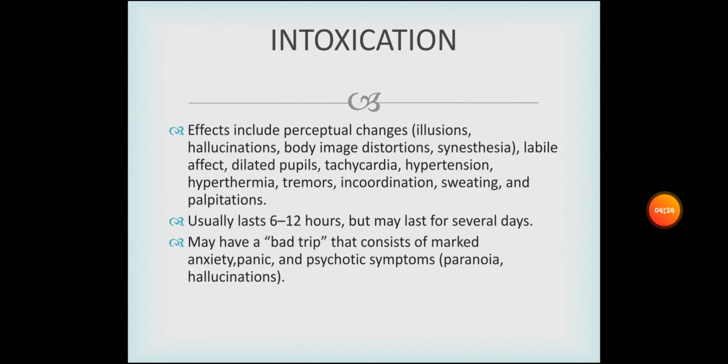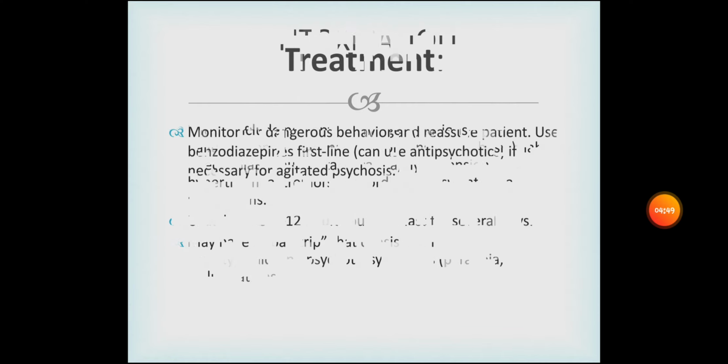Intoxication effects include perceptual changes such as illusions, hallucinations, body image distortion, synesthesia, labile affect, dilated pupils, tachycardia, hypertension, hypothermia, tremors, incoordination, sweating, and palpitations. Effects usually last 6 to 12 hours but may last for several days. Patients may have a bad trip that consists of marked anxiety, panic, and psychotic symptoms such as paranoia and hallucinations.